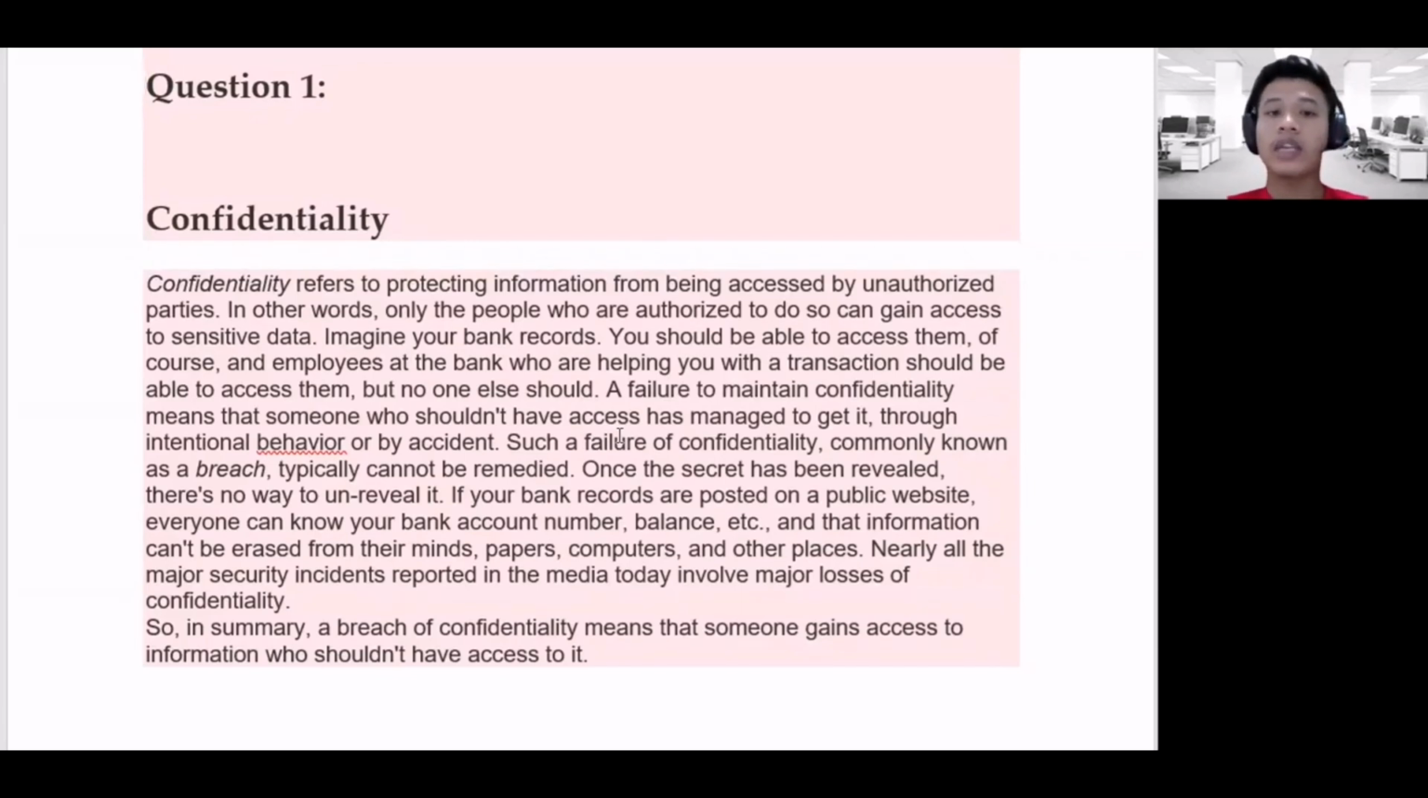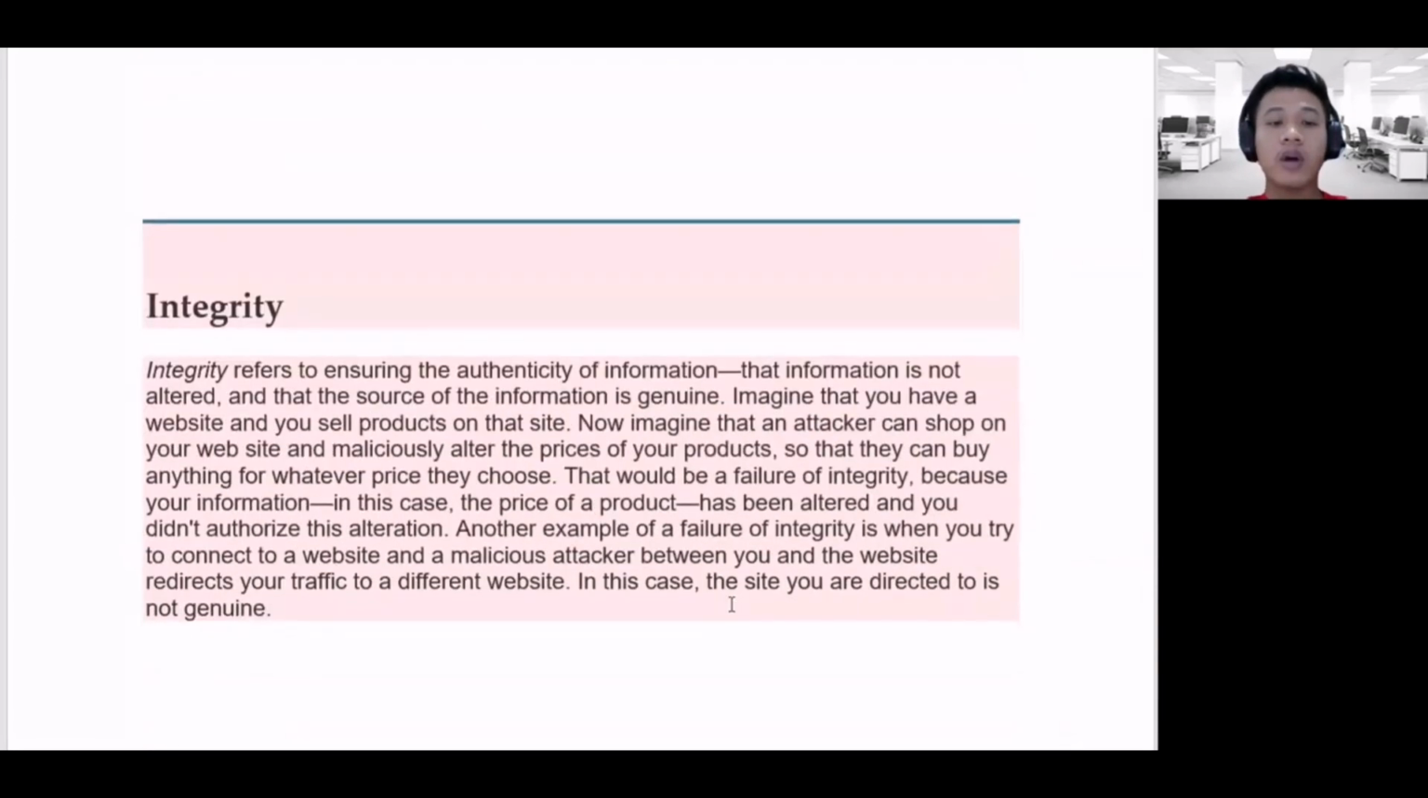In other words, only the people who are authorized to do so can gain access to sensitive data, which means that by confidentiality, only the authorized person can search the data which is important data for the company. So in summary, a breach of confidentiality means that someone gains access to the information who shouldn't have access to it. The second is integrity.